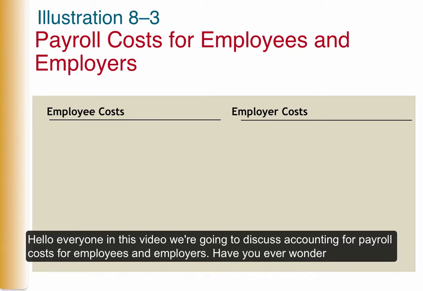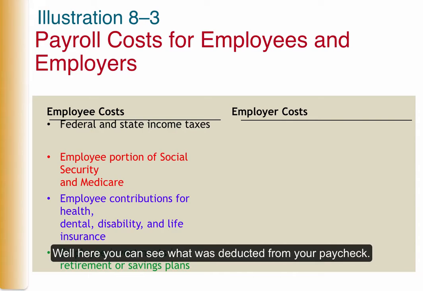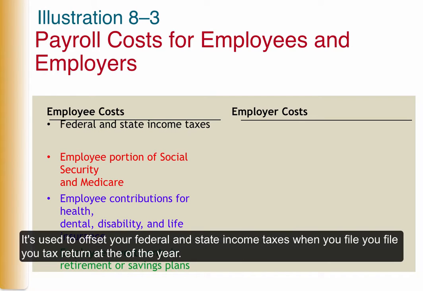Hello everyone. In this video, we're going to discuss the accounting for payroll costs for employees and employers. Have you ever wondered why when you receive your paycheck, the net pay is so much lower than the gross pay? Well, here you can see what was deducted from your paycheck. The first thing is the federal and state income taxes. These are tax payments that you paid in advance through your paycheck, and they're used to offset your federal and state income taxes when you file your tax returns at the end of the year.